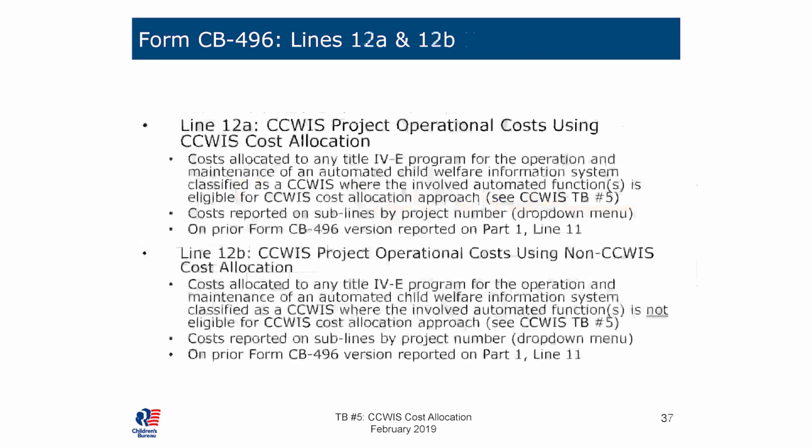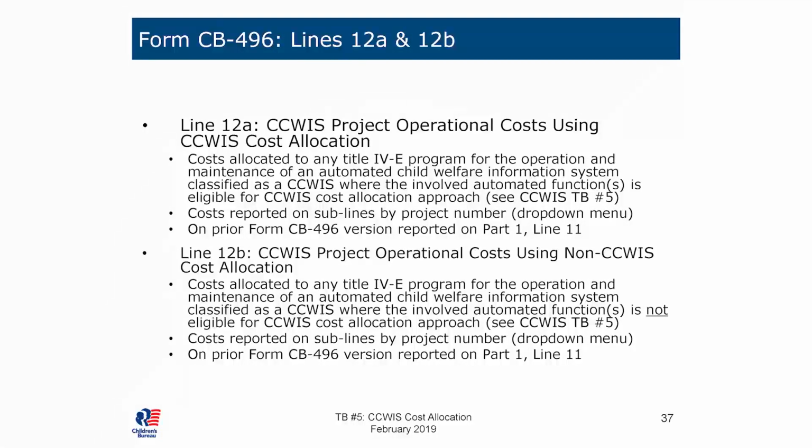Next slide, please. All right, now we get to lines 12A and 12B. Both of these lines identify CCWIS project operational costs. Now, when you first look at this, you might think there's a typographical error here, and we shouldn't have 2 lines. However, if you look a little more closely, you'll see the difference between the 2 lines is that a CCWIS project can, as was discussed in quite detail before, have some functionality that is subject to the CCWIS cost allocation approach and other functionality that is not subject to the CCWIS cost allocation approach.